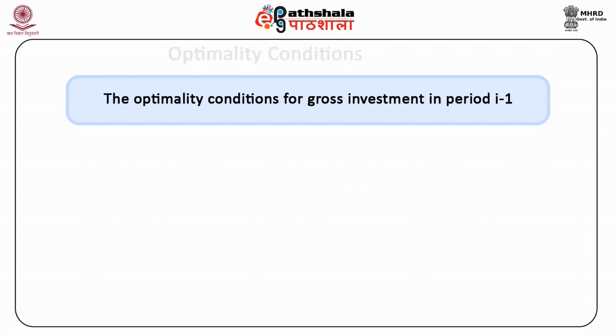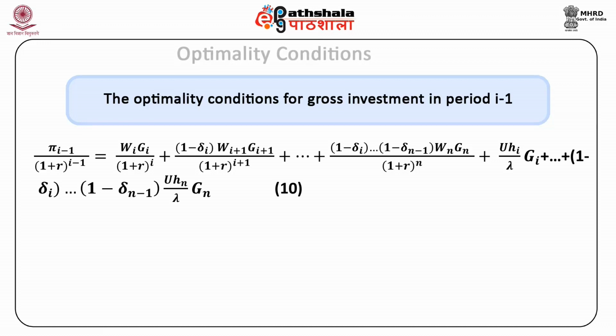The optimality conditions for gross investment in period i minus 1 are: pi i minus 1 upon (1 plus r) raised to the power i minus 1 is equal to Wi into Gi upon (1 plus r) raised to the power i, plus (1 minus delta i) into Wi plus 1 into Gi plus 1 upon (1 plus r) raised to the power i plus 1, plus till (1 minus delta i) till (1 minus delta n minus 1) into Wn Gn upon (1 plus r) raised to the power n, plus UHi upon lambda into Gi, plus (1 minus delta i) till (1 minus delta n minus 1) into UHn upon lambda into Gn, equation 10.